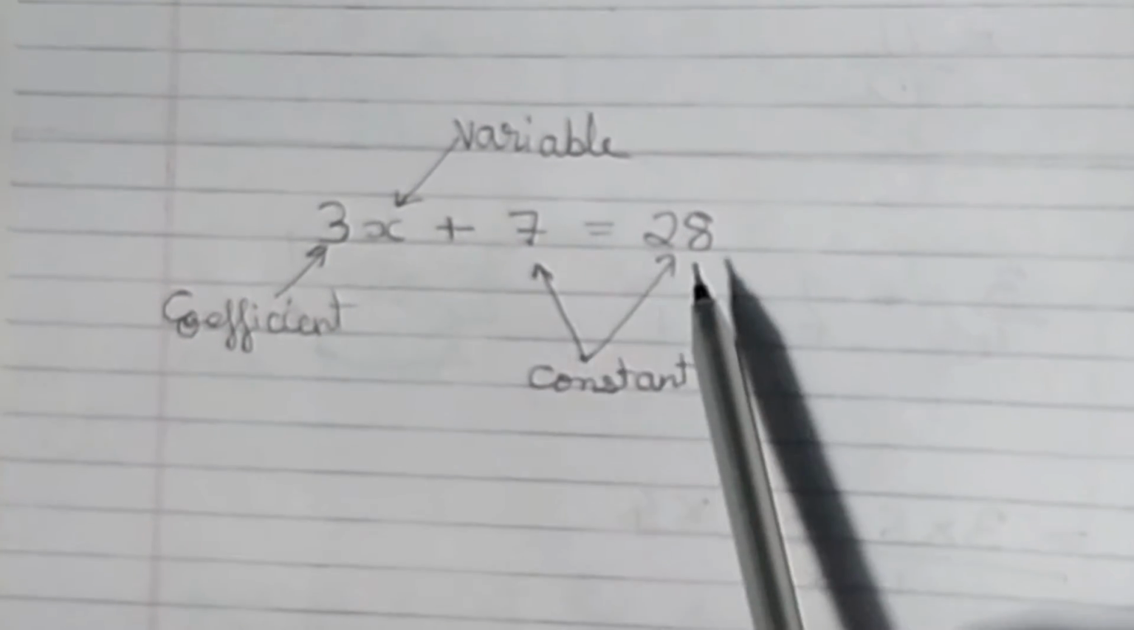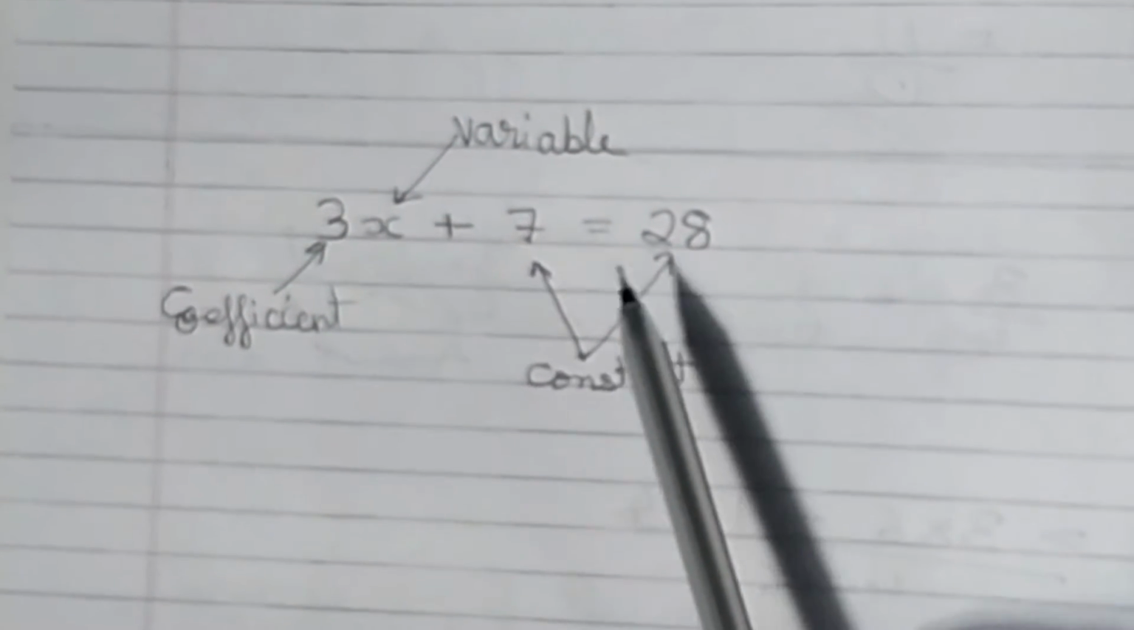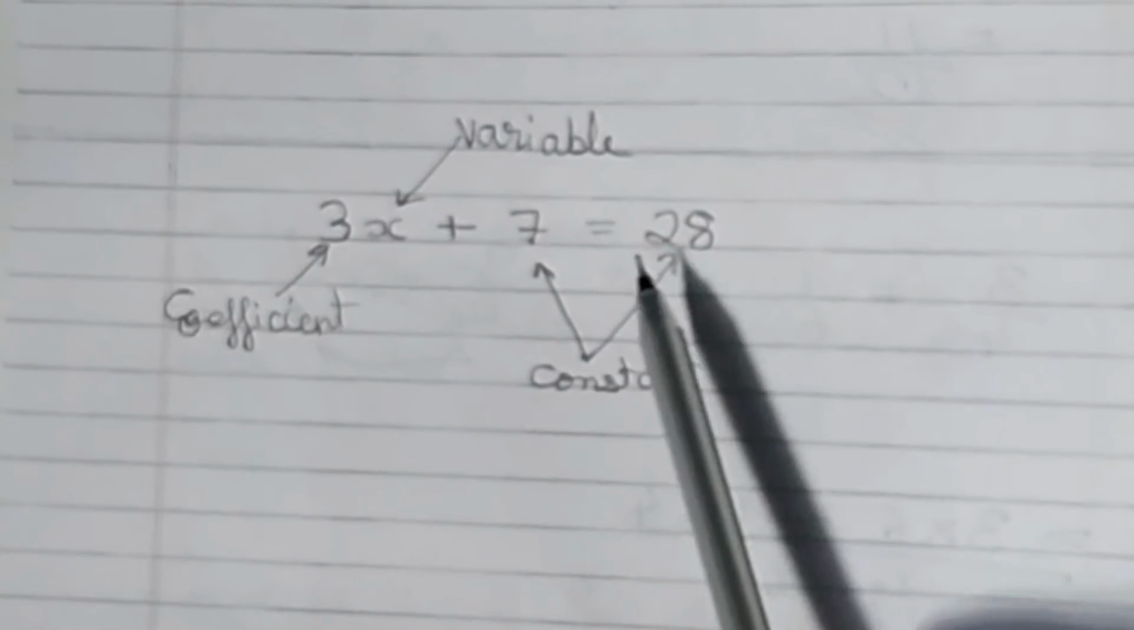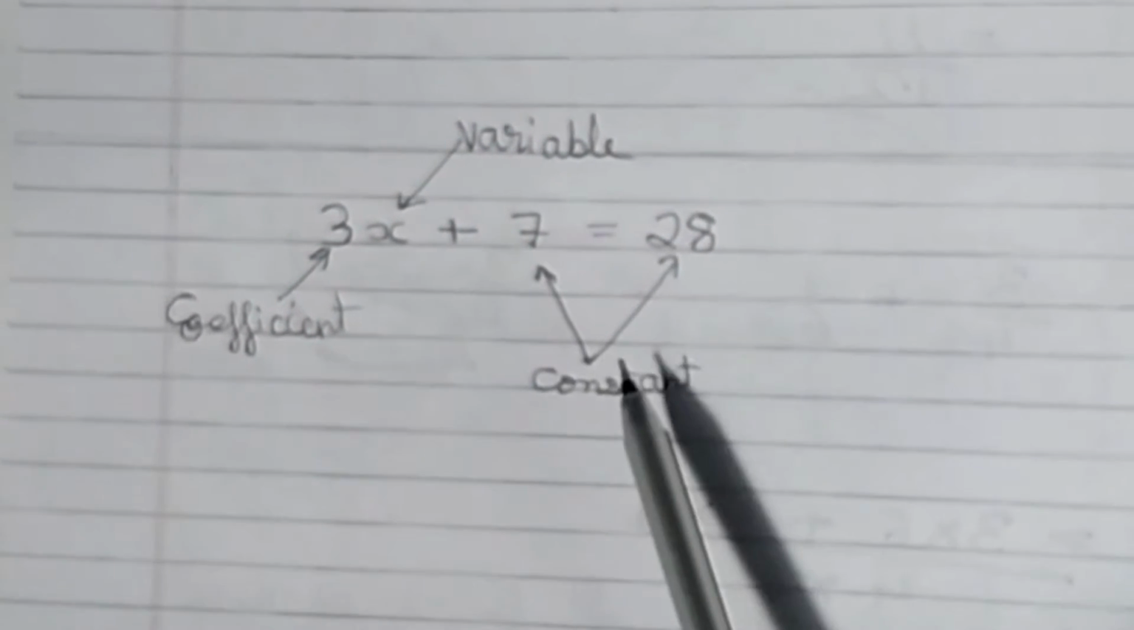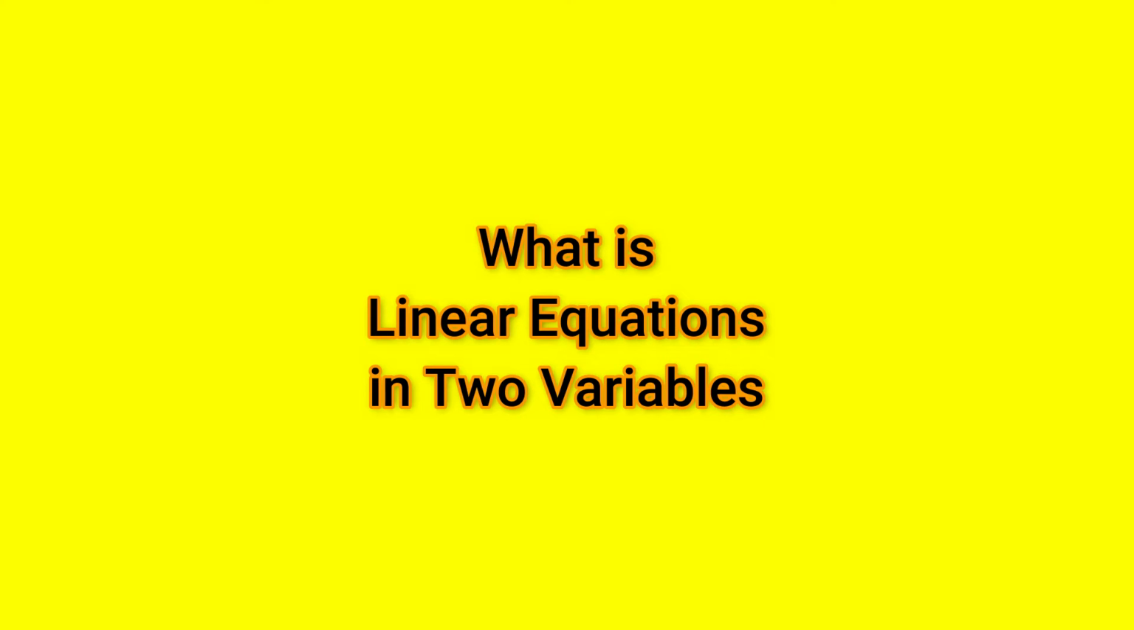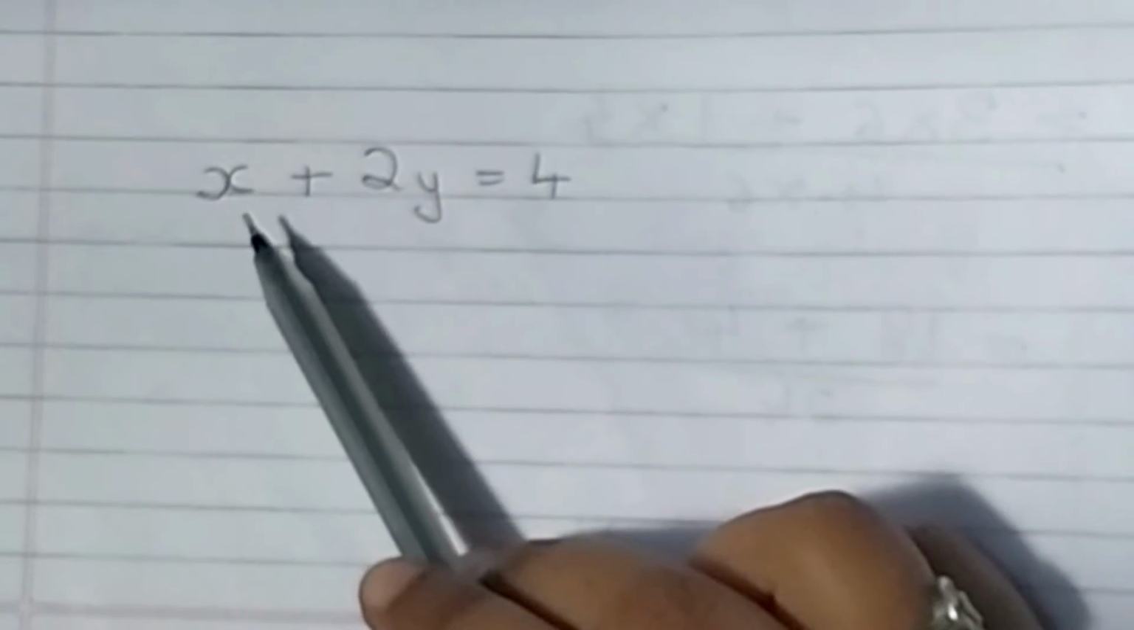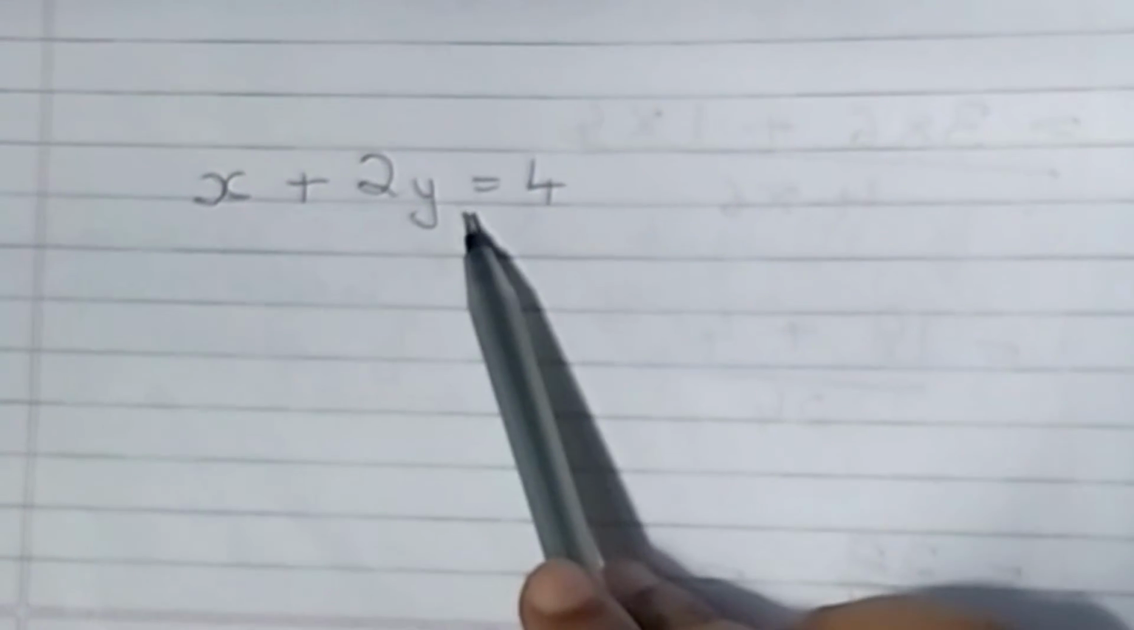And here the numbers 7 and 28 have no variable. So such numbers are called constants. Next we will see what linear equations in two variables are.